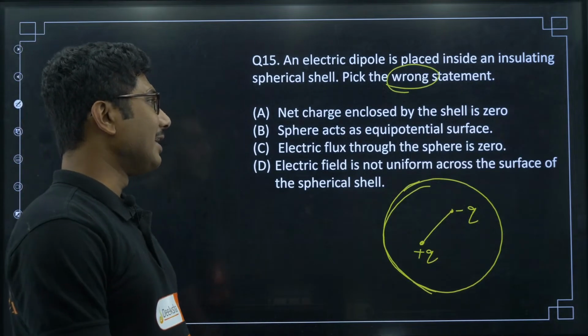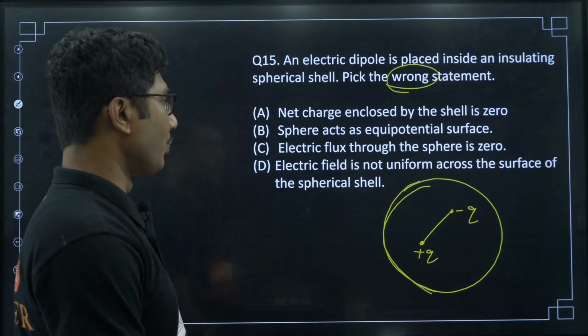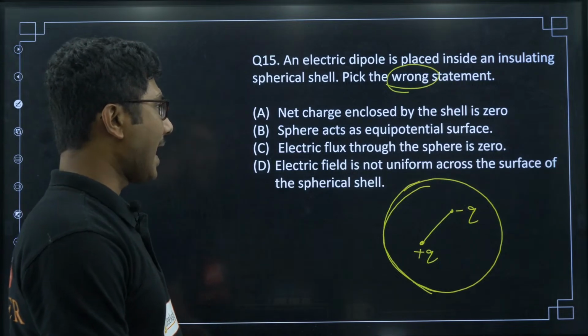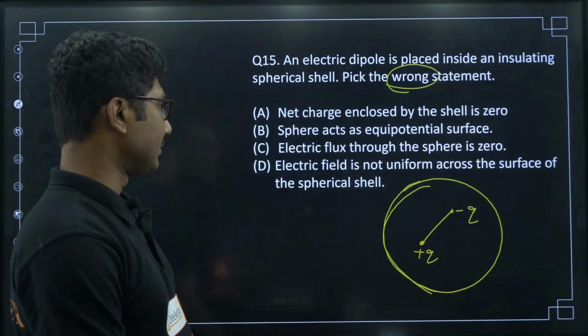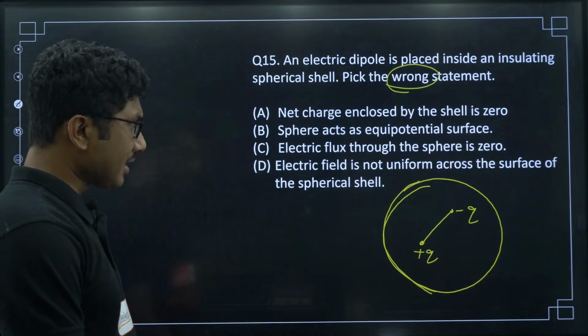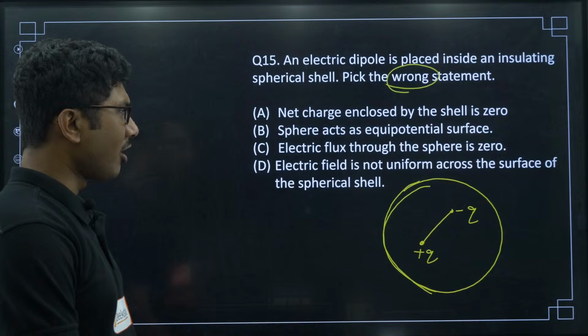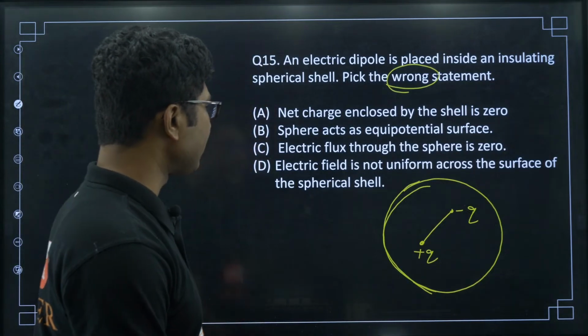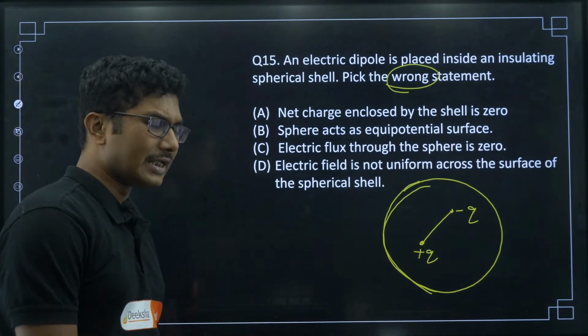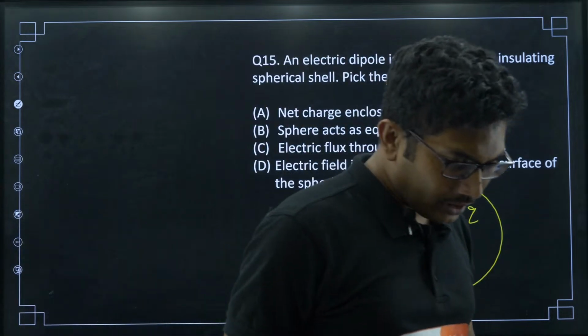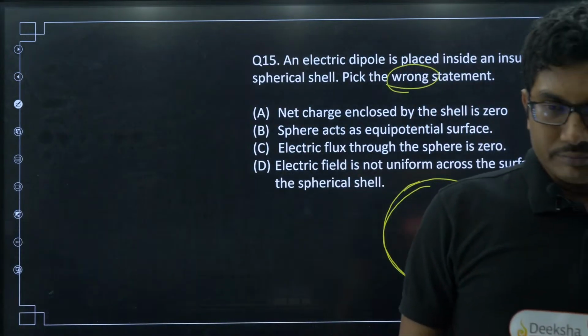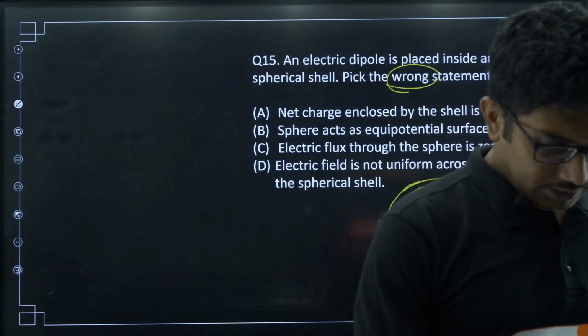Option A, net charge enclosed by the shell is 0. Option B, the sphere acts as an equipotential surface. Option C, electric flux through the sphere is 0. Option D, electric field is not uniform across the surface of the spherical shell. Easy question if you know how to think about it, right.